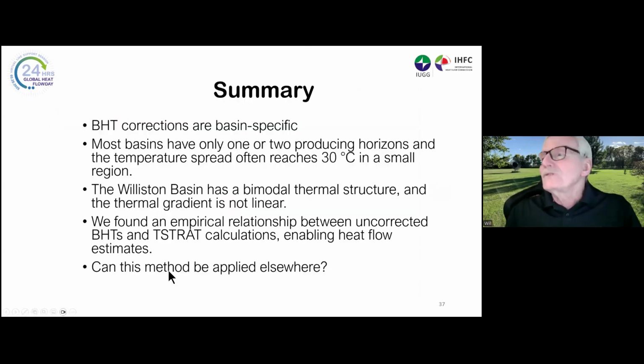And in essence, just to summarize, I would say remember this, the BHT corrections are basin specific. Most basins really only have one or two producing formations. The Williston Basin is really unusual with 19 different ones. So we have this great thing. We can get a good fit. It's just interesting that it came out the way it did. And we have this empirical relationship between the uncorrected bottom hole temperatures and our T-strat. From this, we estimate heat flow. So I would ask you, can you do it in your area?